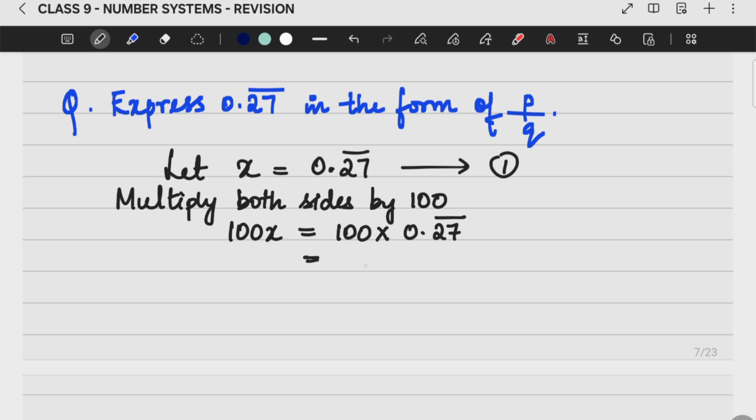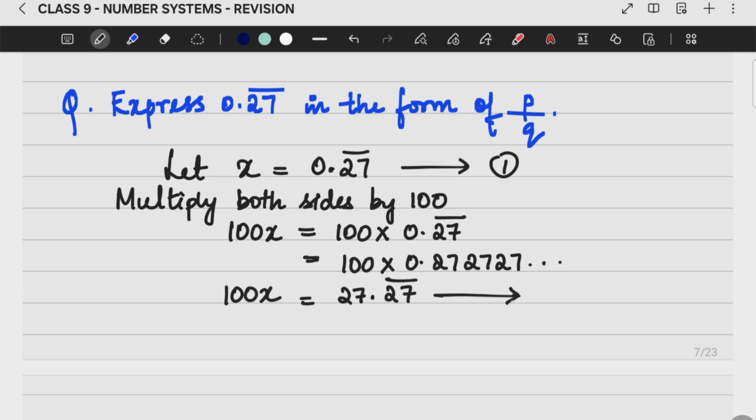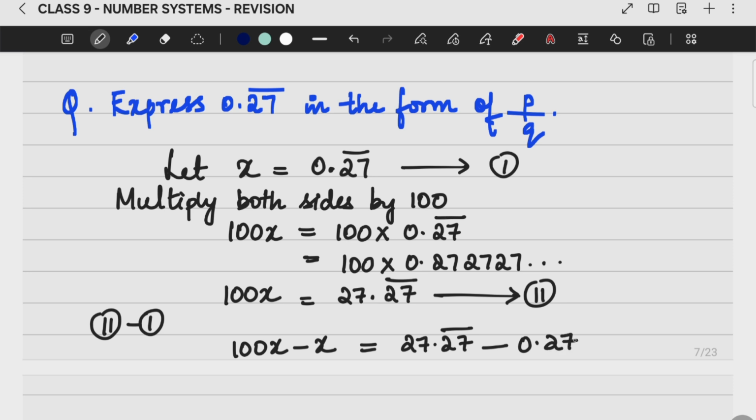Okay, so this will be nothing but 100 multiplied by 0.272727 and it goes on. That's nothing but 27.27 bar. Okay, this is 100x, which I'll now mark as equation 2. The same process, 2 minus 1. So 100x minus x from equation 1 is equal to 27.27 bar minus 0.27 bar.